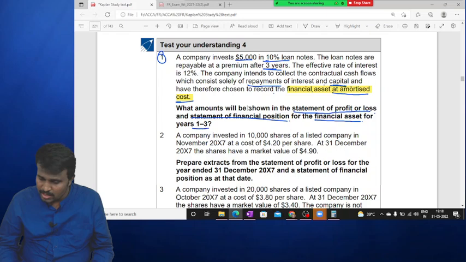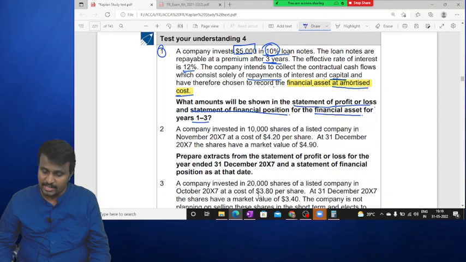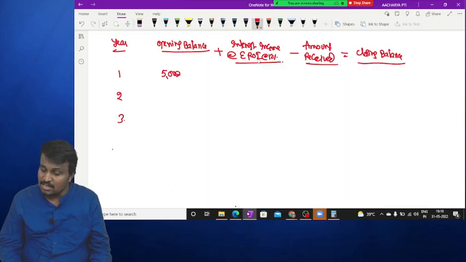And what is the effective rate of interest? 12%. Effective rate of interest is 12%. And what is the regular rate of interest? 10%. This is the coupon rate. So the 5,000 interest income is always calculated at the effective rate of interest, 12%. 5,000 into 12% is nothing but what? 600.